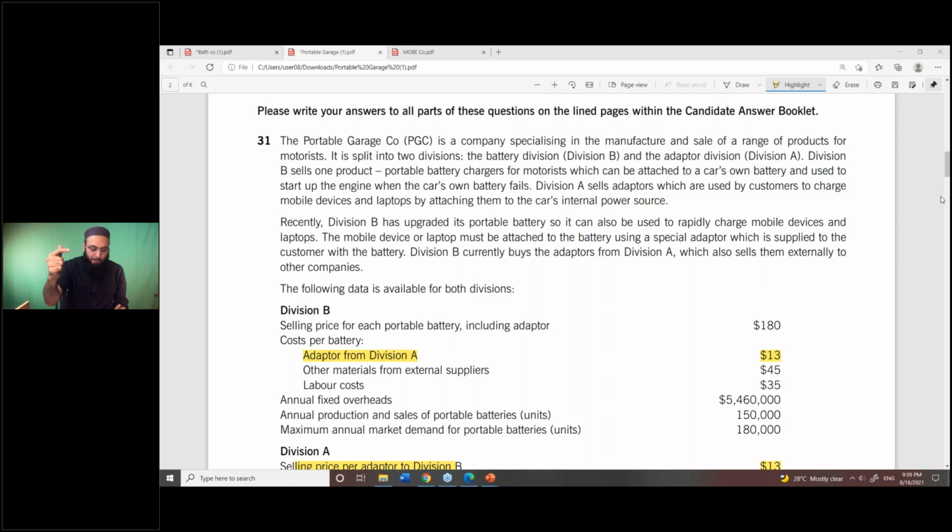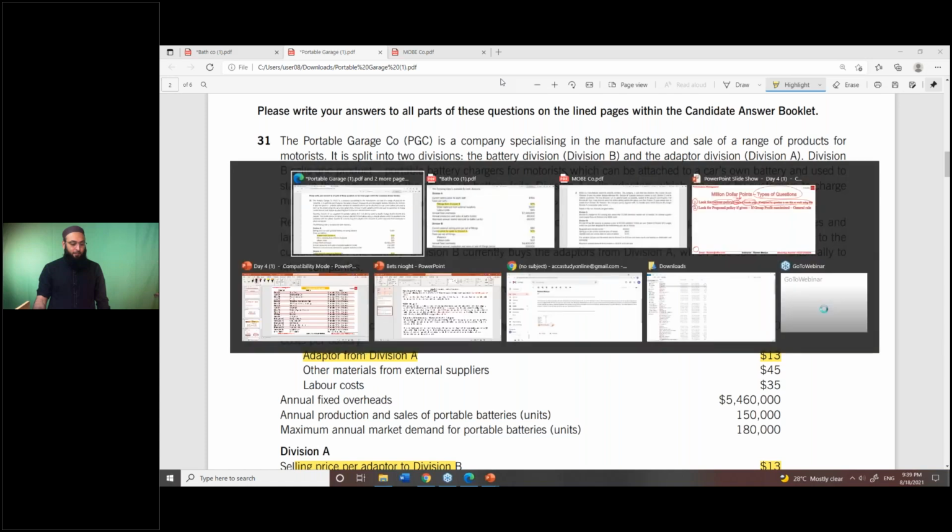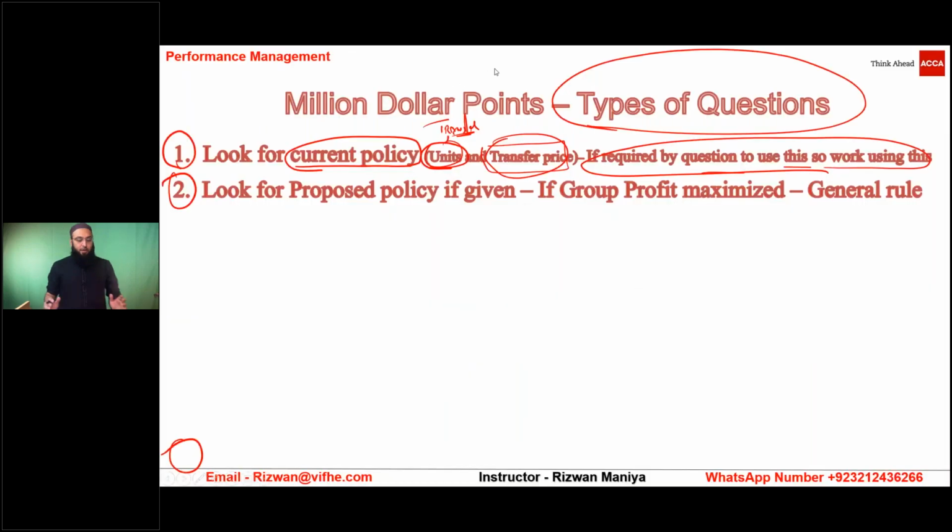Getting my point? See the analysis. Wow, great. Now the question will ask you to use the current policy, so figure that out. And when I say current policy, I mean the units that they are currently transferring and the price. If the question is about that, use the current policy and work out the things.